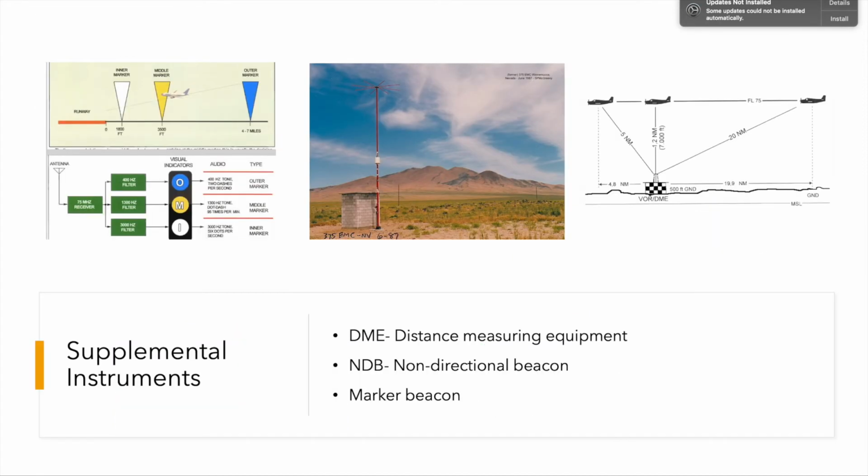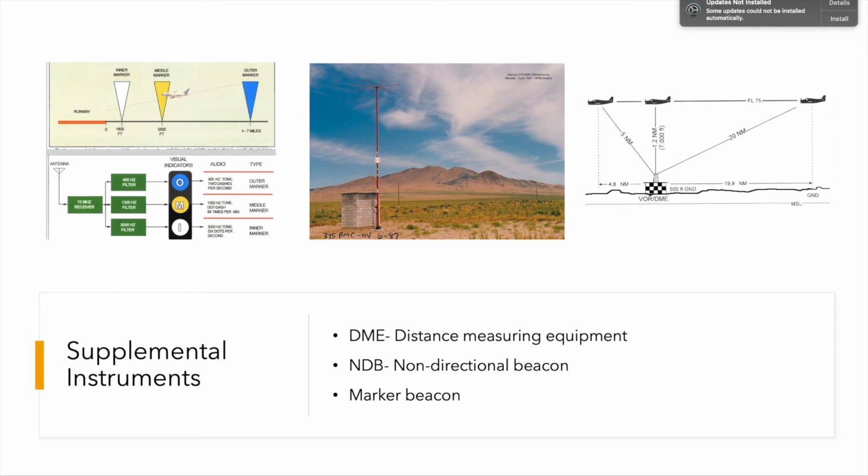Some supplemental instruments that go along with this are DME, or distance measuring equipment. It does basically what it says it does. It measures the slant range distance, so that's just the direct distance from the aircraft. You can see on the diagram on the top right that distance is going to have some error to it based on how far away you are, and those are usually associated with VORs. They can be standalone as well.